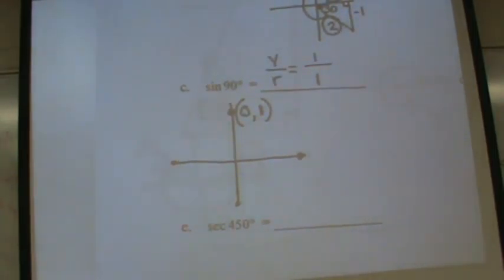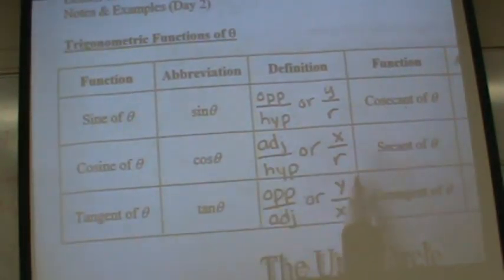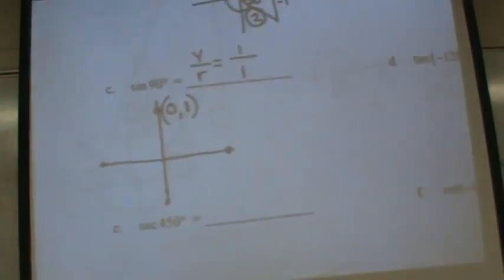So the ones that land on the x or y axis, you have to use the definition. Go back to that definition page, when we did the notes right here. We did sine is y over r, cosine is x over r, tangent is y over x. Okay, next one.